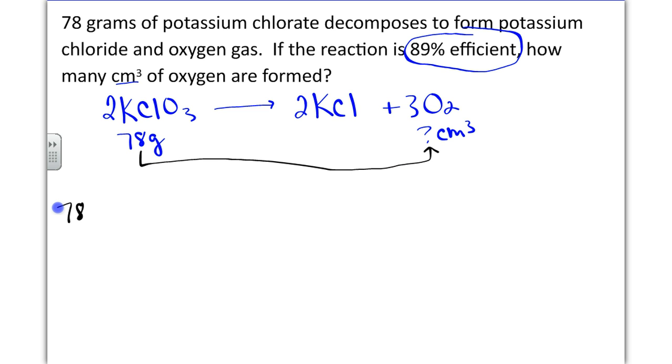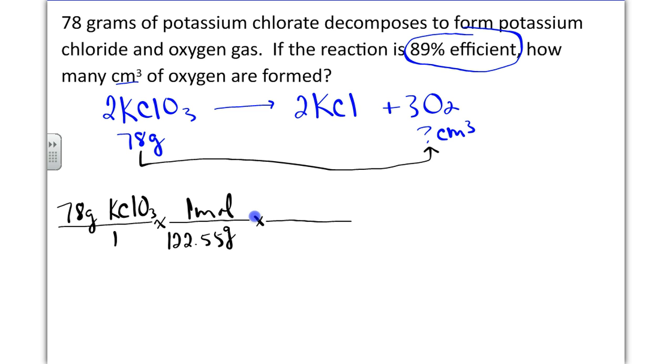And so we'll do 78 grams of KClO3 over 1. Bring down grams, and we're going to go to 1 mole. The number of grams will be 122.55. Times, draw a line. Bring down moles. Here is where stoichiometry occurs. We want a mole to mole ratio. The ratio is 2 moles of potassium chlorate to 3 moles of oxygen.